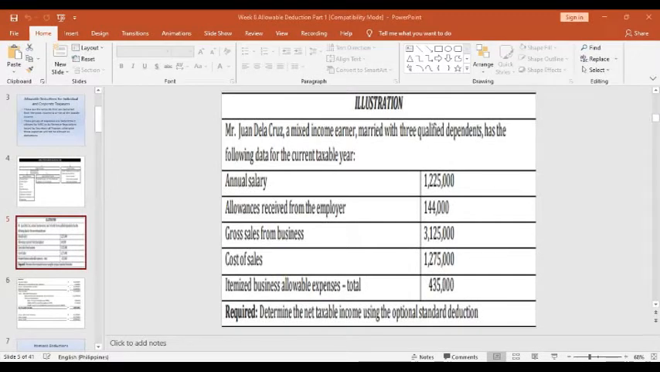So we are going to compute the net taxable income of Mr. Juan de la Cruz using the optional standard deduction as allowable deduction. Even though there are itemized business expenses, the instruction is to compute the net taxable income using the optional standard deduction.